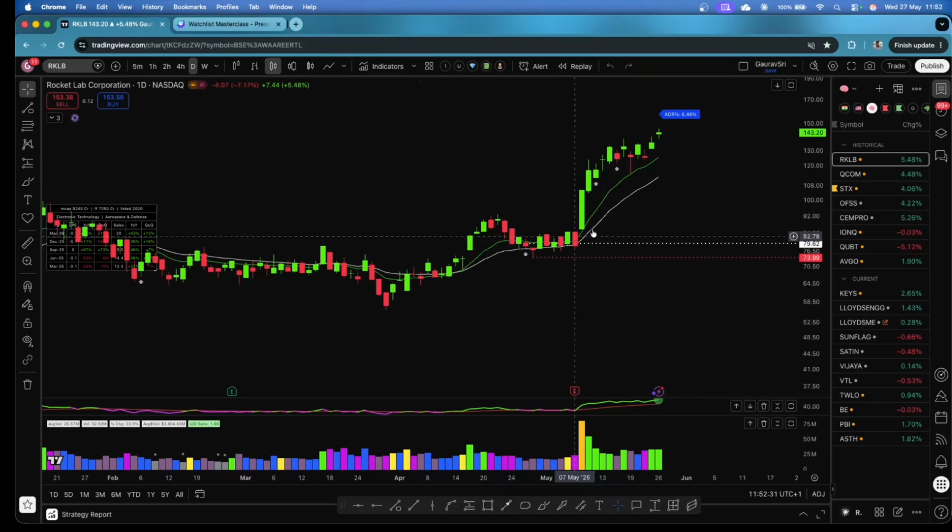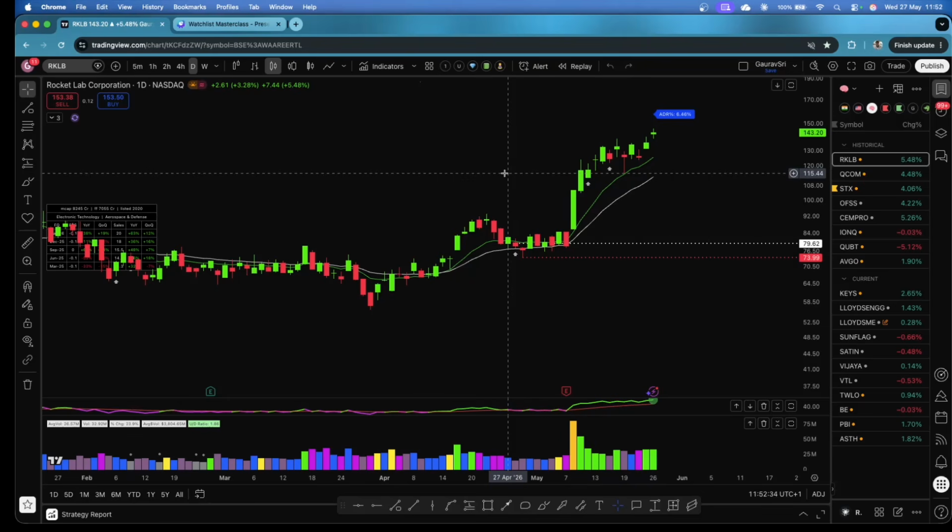Now let me show you which is a right pullback and which is not a right pullback, or in my opinion, an incorrect pullback. This is the recent example of Rocket Lab. This is the one which I posted on X also.